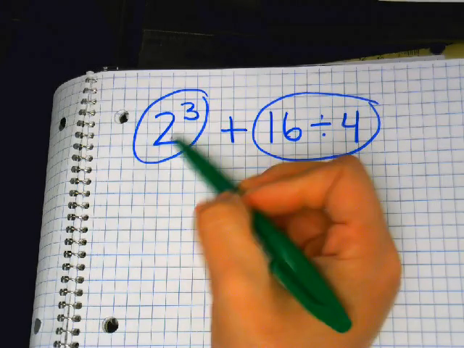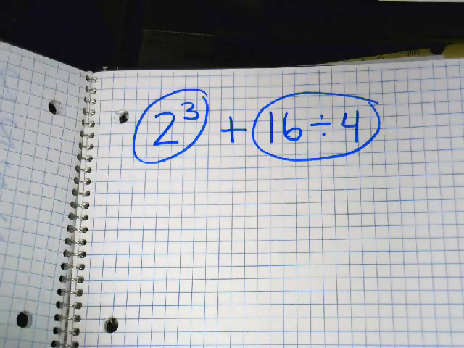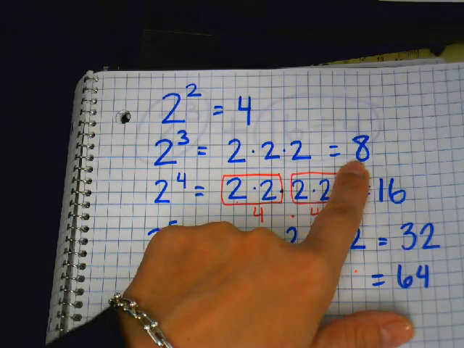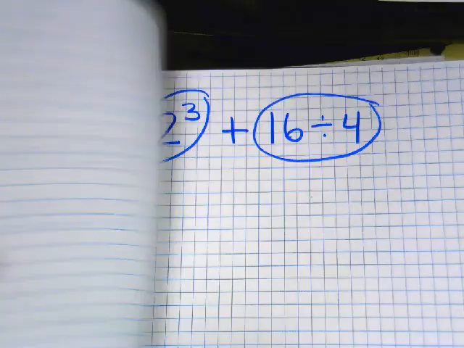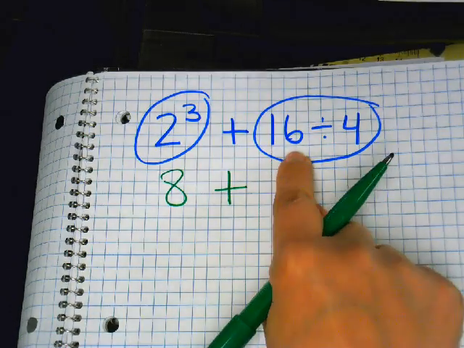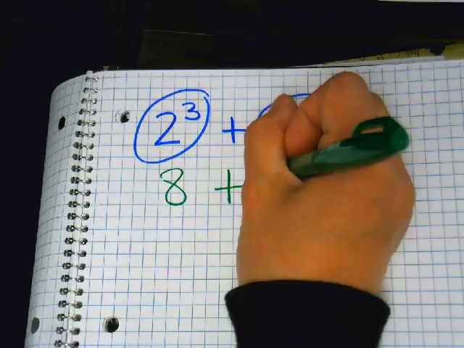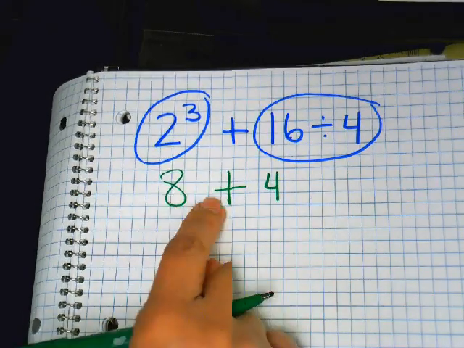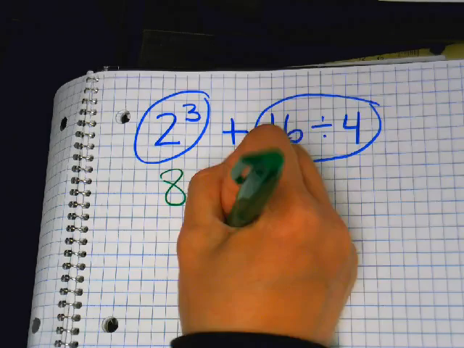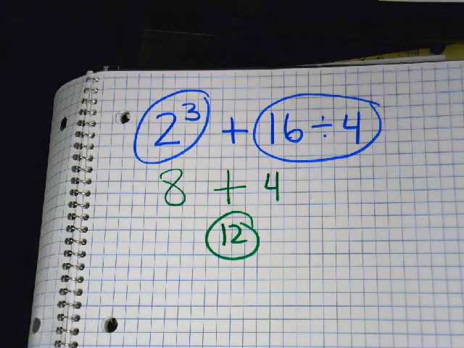So 2 to the power of 3, look back at your notes. What's 2 to the power of 3? 8. I have it there, right? Don't have to show work because I already have it there. 8 plus, I don't add the 16 because this is grouped together. 16 divided by 4 is 4. What's 8 plus 4? 12. Good. All right, one more example.